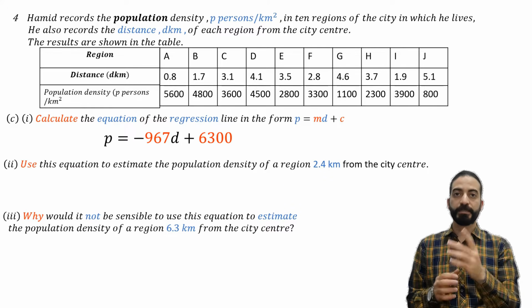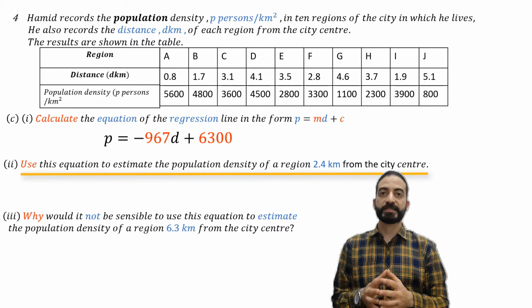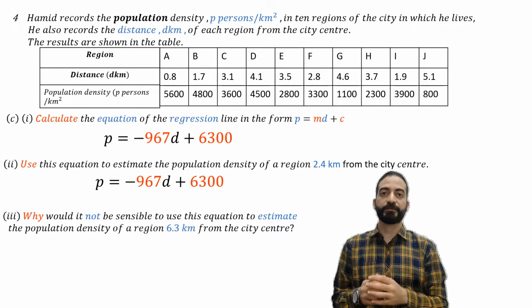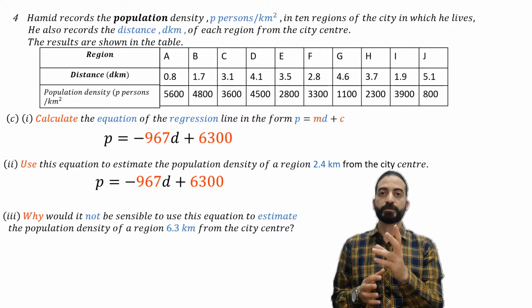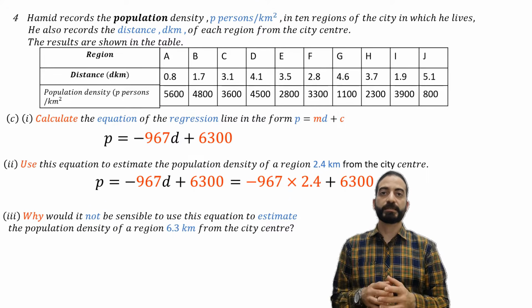Now we move to here. Use this equation to estimate the population density of a region 2.4 kilometers from the city center. As we know, this equation is a relationship between population and distance. So simply in place of D, we can put 2.4 to get the answer.